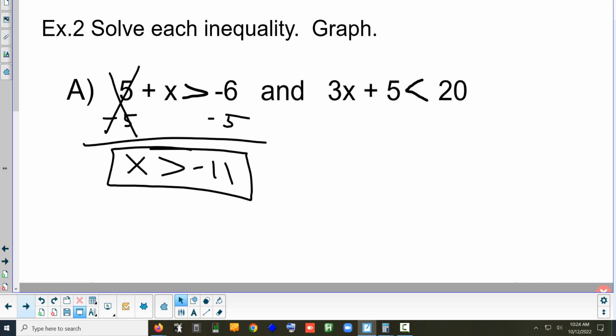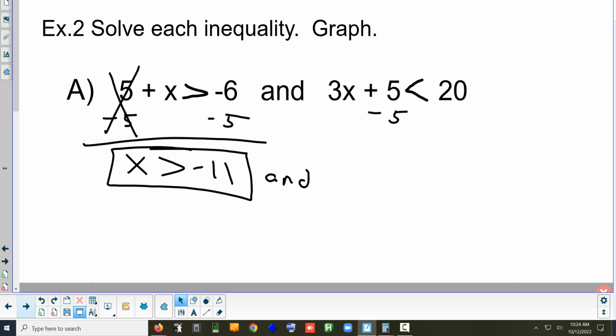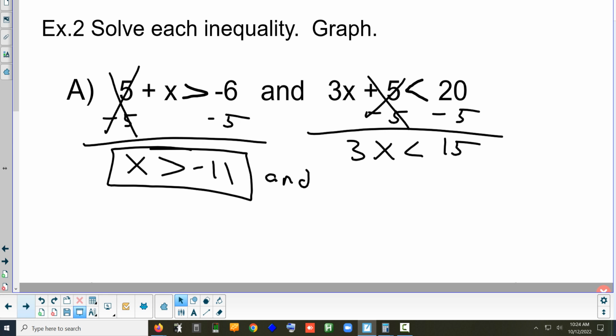What word are we using in this problem, Dorian? And. So make sure you write down the word and. And now we'll solve the other one. But this one's going to have 2 steps. Natalie, what's my first step to get this x by itself? Good. Subtract 5 from both sides. And what will that give me, Natalie, for an inequality? Good. 3x is less than 15.